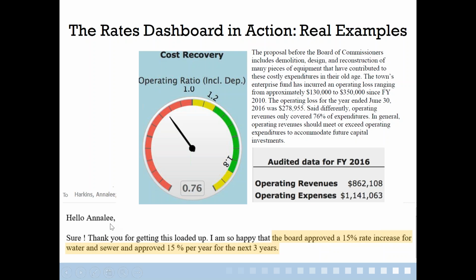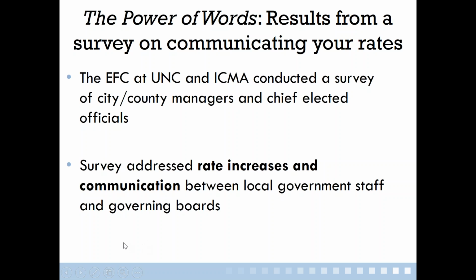We have another example down here of an email that I received from a utility where they had been able, using our data, to get a rate increase, a 50% rate increase for water and sewer and 15% per year for the next 3 years. So that's awesome. And they also were able to do away with their decreasing block rate structure, which was not serving them and isn't used that much anyway. So those are just some examples of how you can actually use this and it can help you out.